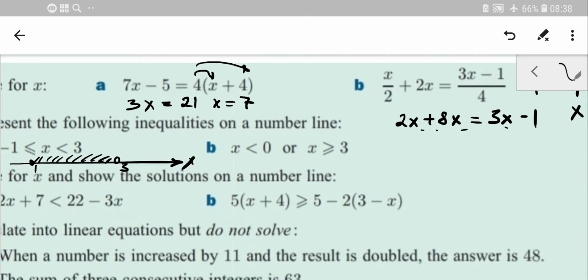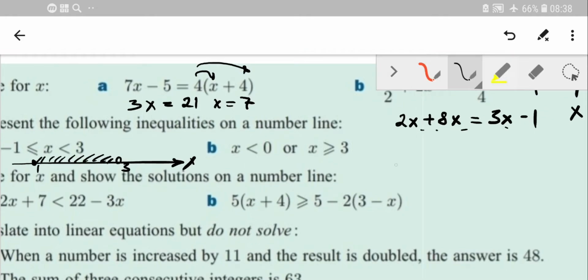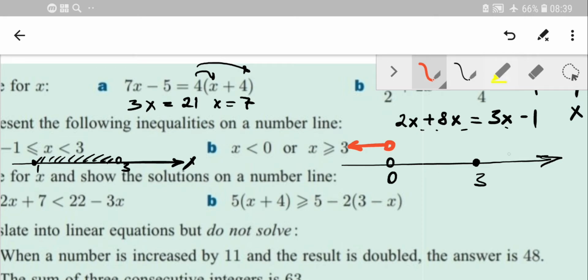So for B, I'll use arrow notation. So x less than 0 or x more or equal than 3. So I mark 3. I mark 0 as excluded point, and I'll use arrow notation. So x is less, so I just use the hollow point here to -infinity, and or x is more or equal than 3. So 3 is included, so it's filled in, and it goes to positive infinity.